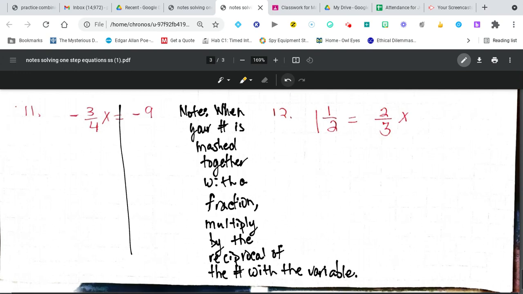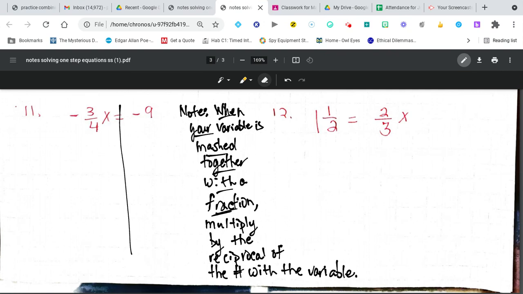Okay? So when your number is mashed together with a fraction, no, let me erase that. Not when your number is mashed together with a fraction. When your variable is mashed together with a fraction. Like here, your variable is mashed together with the fraction -3/4.